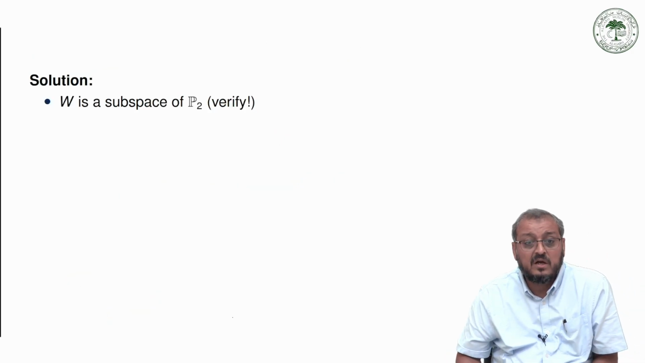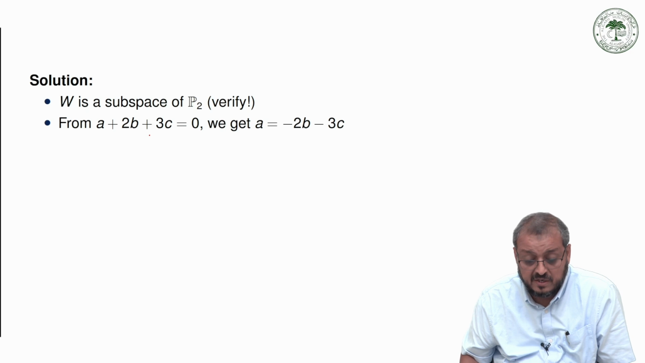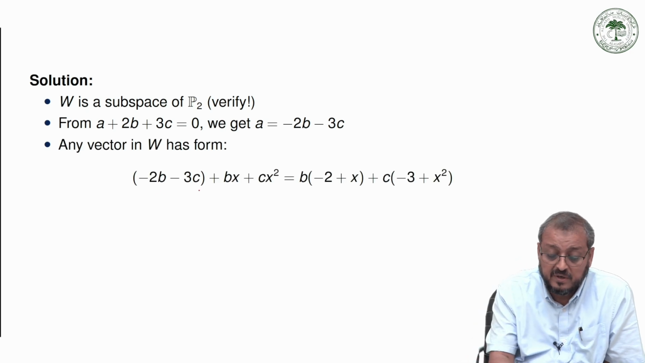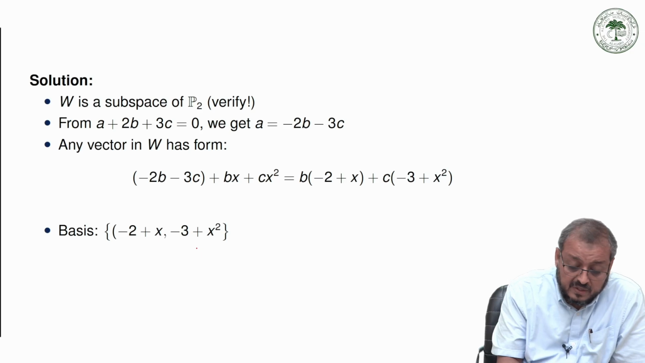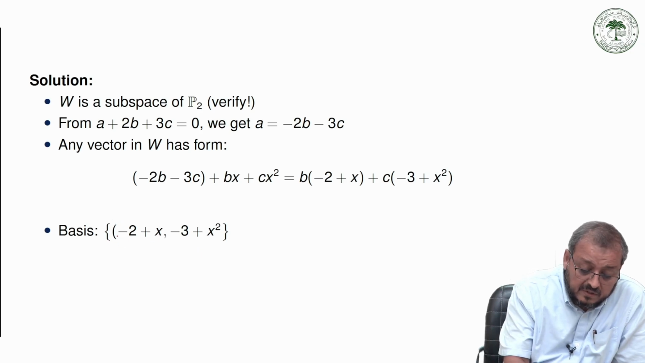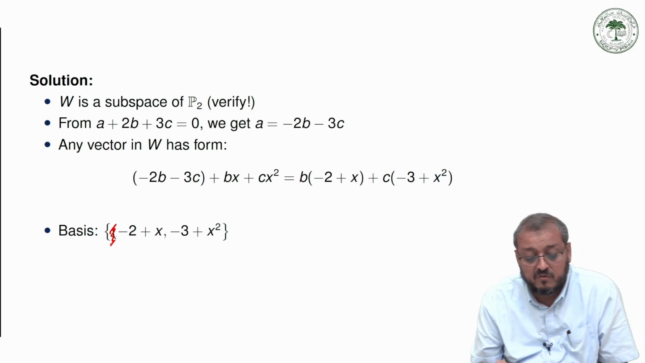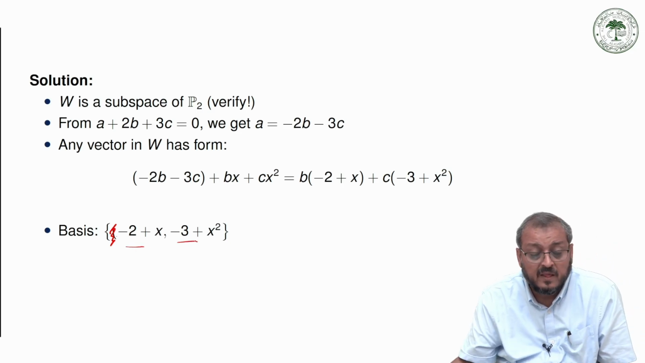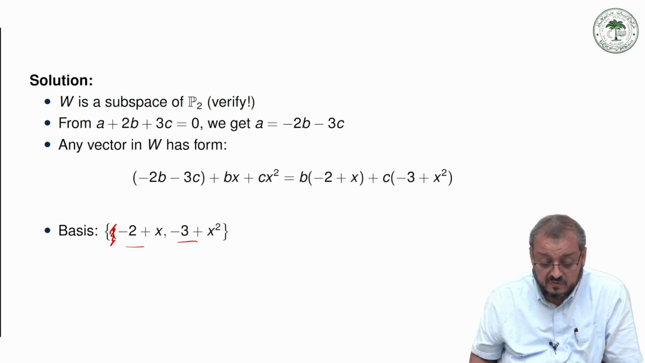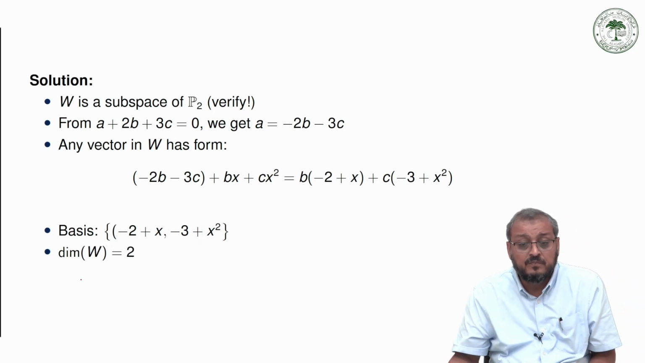So we just have to verify, and then we get into this form, minus 2 plus bx. There is no need for this bracket, I think. There are only two vectors here, and if there are these two vectors, then we can say the dimension of W is equal to 2.